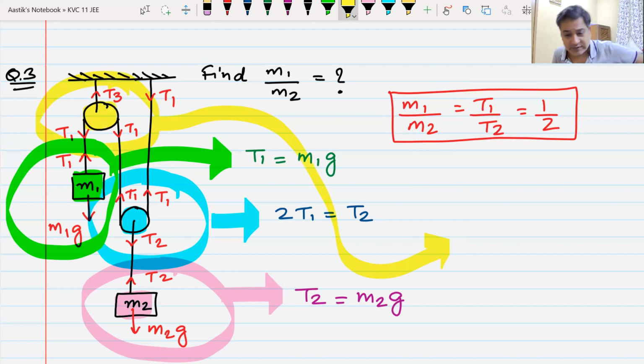Whatever happens, the pulley is massless. Remember that. What is the value of T3? I can write T3 as 2T1 is equal to T3. That is correct. T3 will be equal to 2 times T1. Do we understand this, everyone? Yes or no?